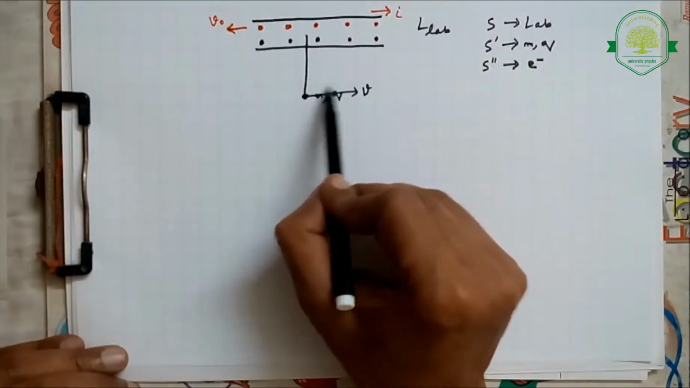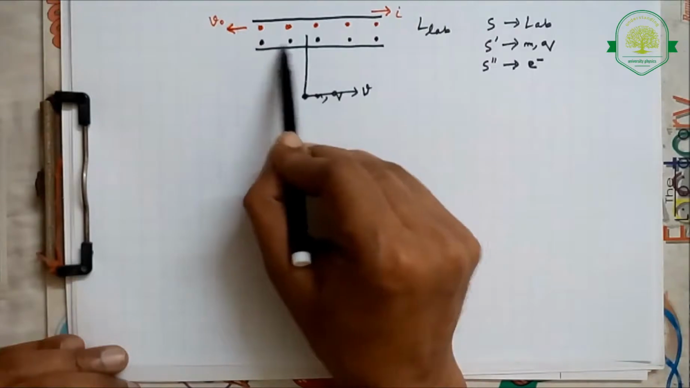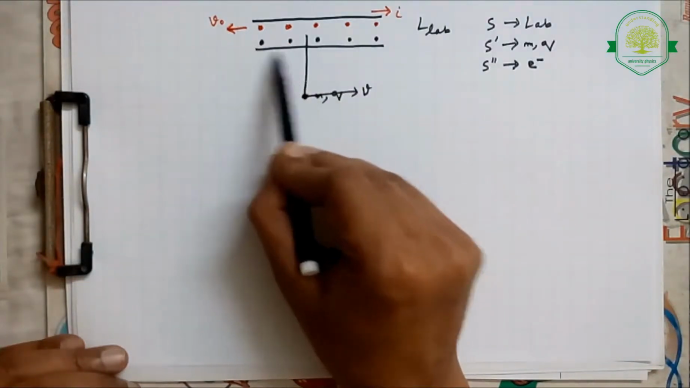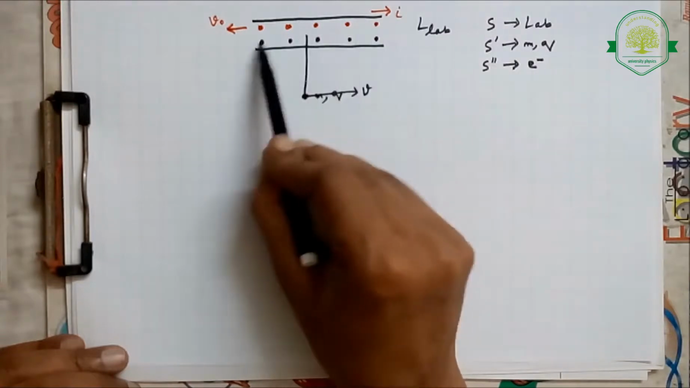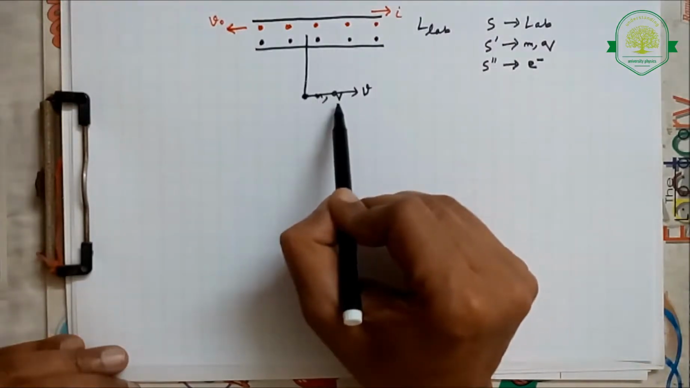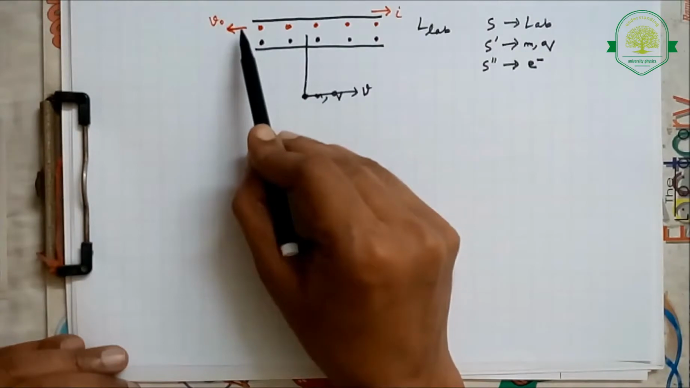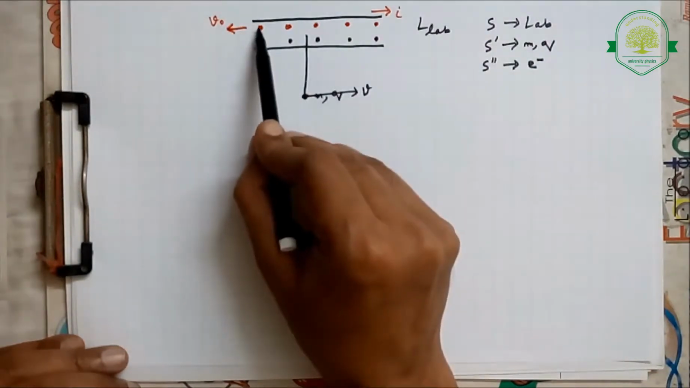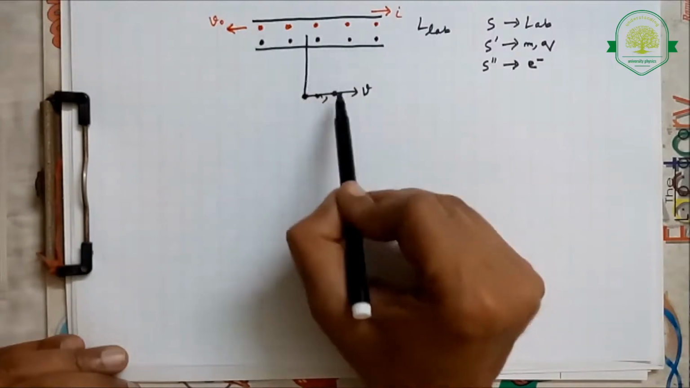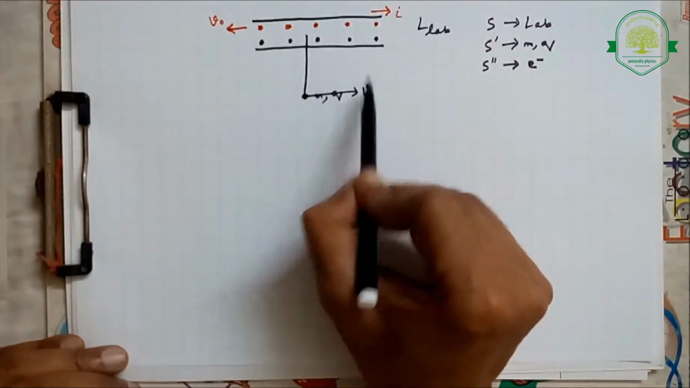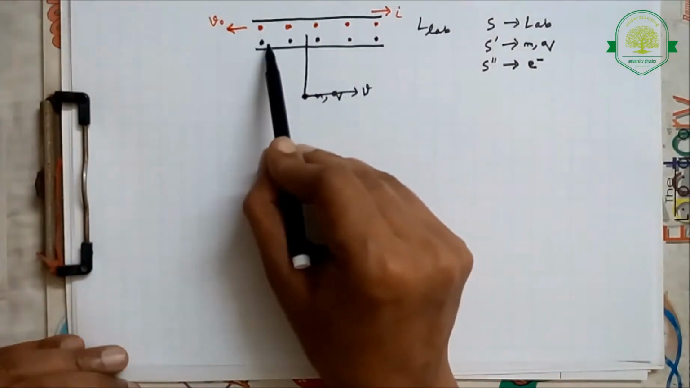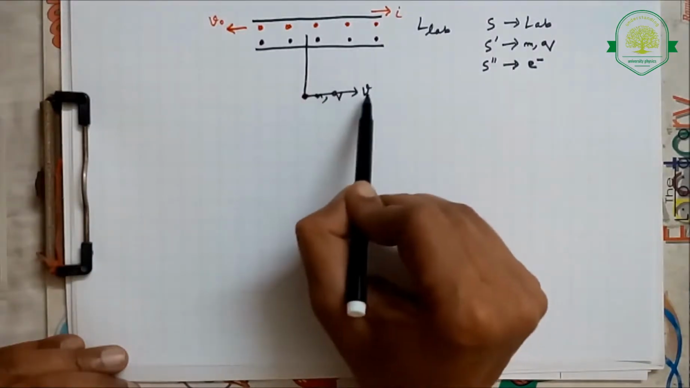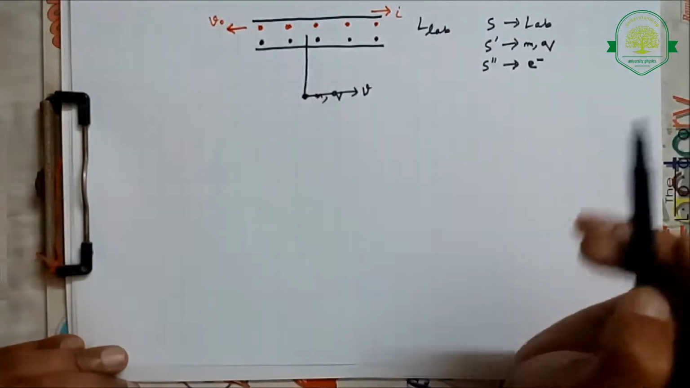Whereas according to this S prime frame, these positive charges are moving to the left. This also suffers a relativistic length contraction as viewed from the primed frame, but the length contraction of the negatively charged electrons as seen from the primed frame is more than the length contraction of this as seen from the primed frame, simply because their relative velocities will be more.